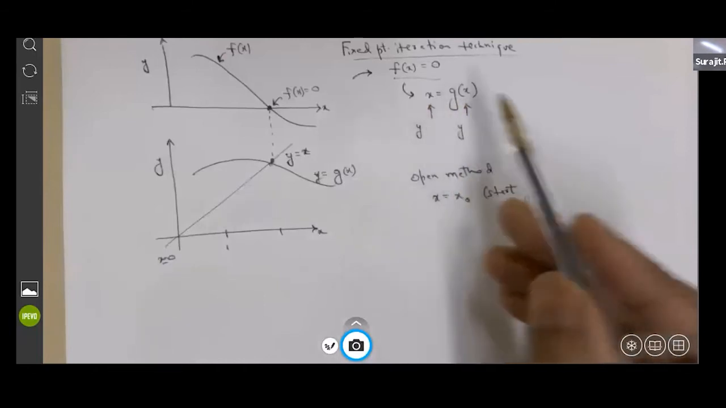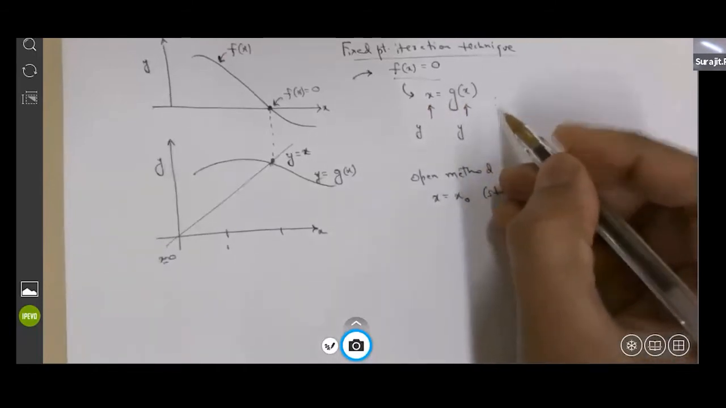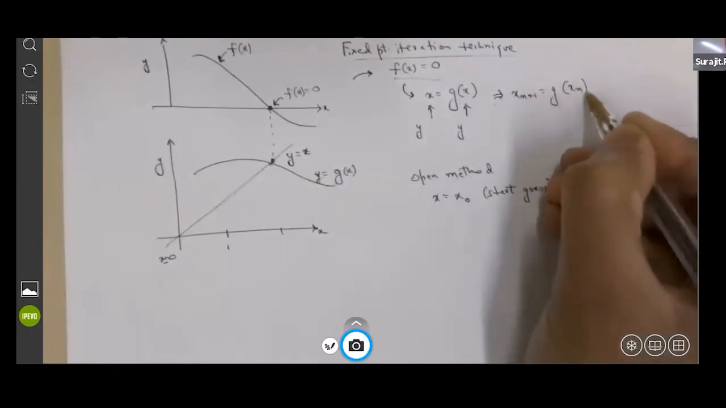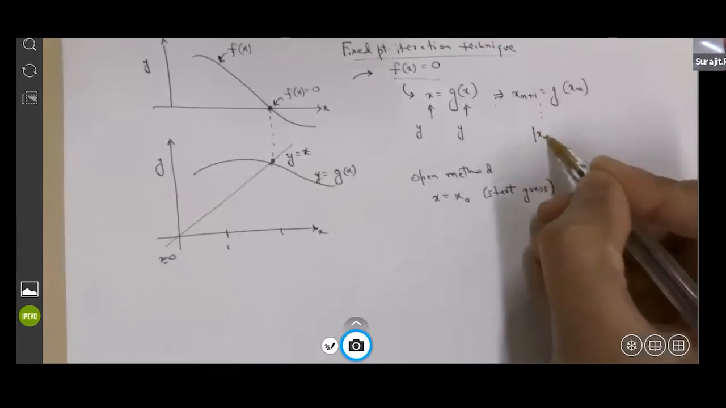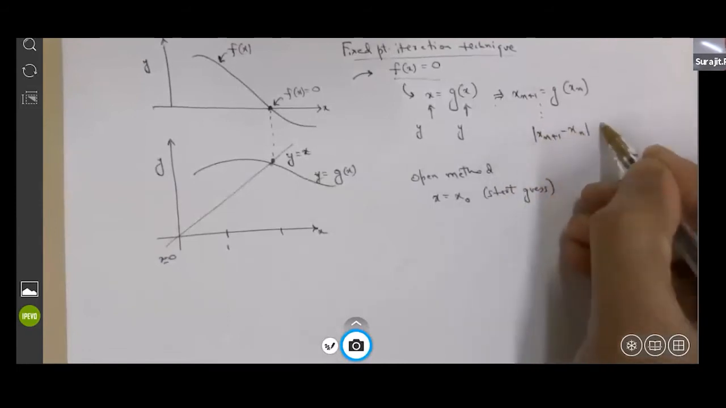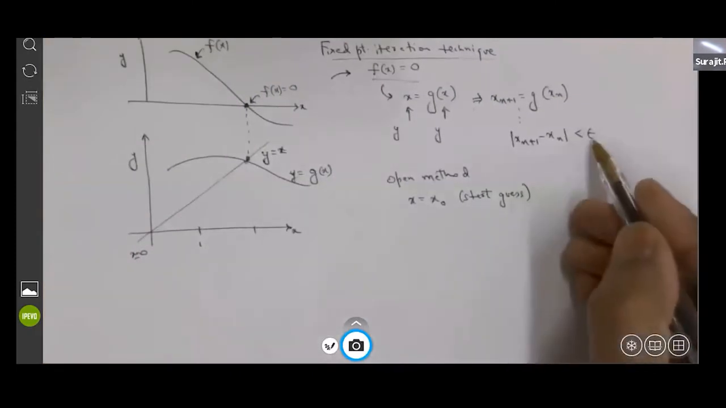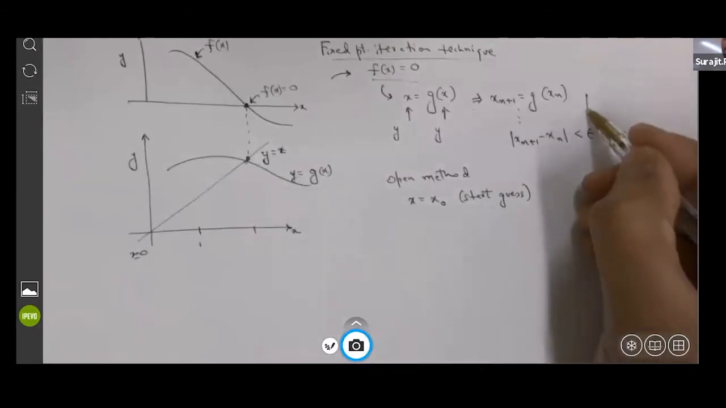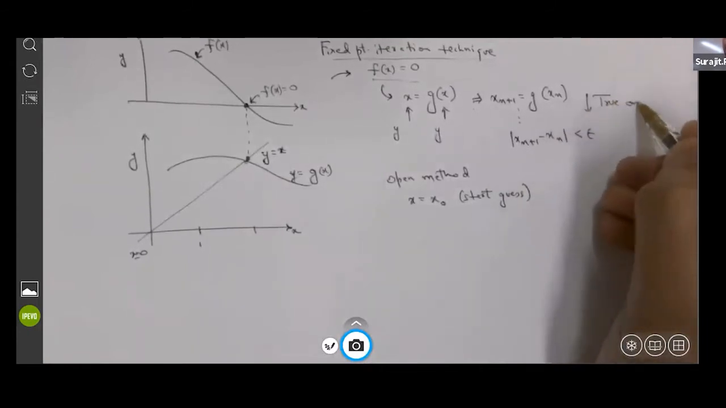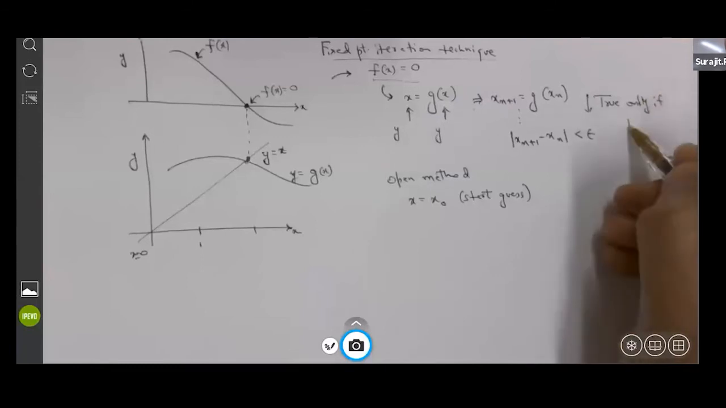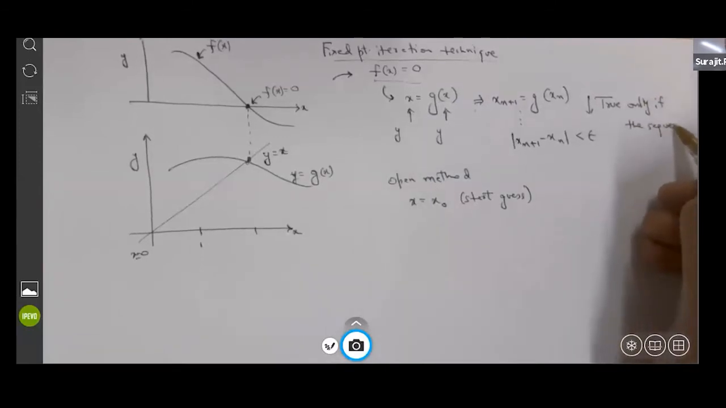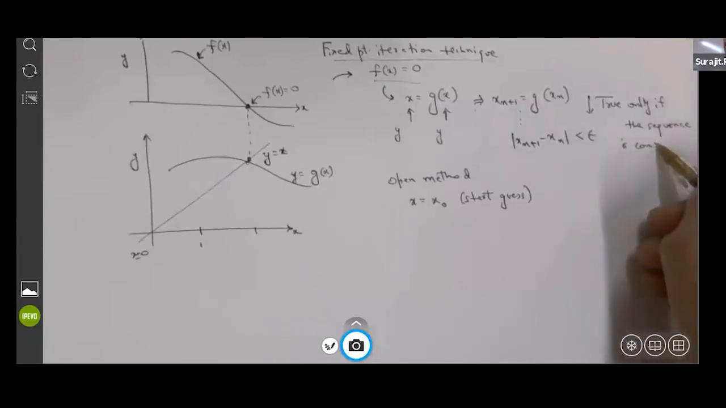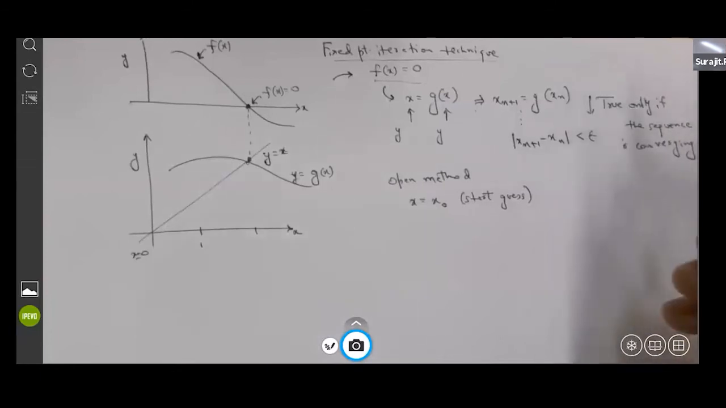In other words, when I'm solving this equation, our stopping criterion is that x n plus 1 minus x n should be less than the threshold or tolerance. Now this is only true when the sequence is converging. It is true only if the iterations are converging. Do you see what I'm saying here?